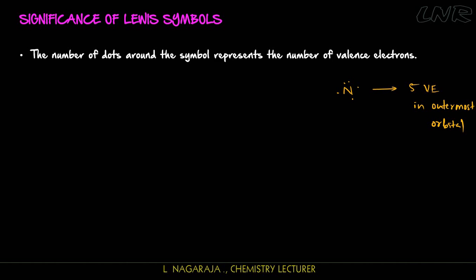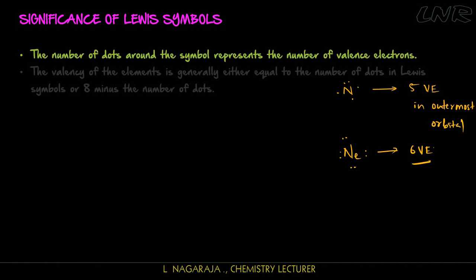Right? And let us take neon. So this neon contains 6 valence electrons. The 6 valence electrons are represented by writing 6 dots around the neon. So that indicates that the 6 dots are the 6 valence electrons present in the neon atom. So the number of dots around the symbol represents the number of valence electrons.